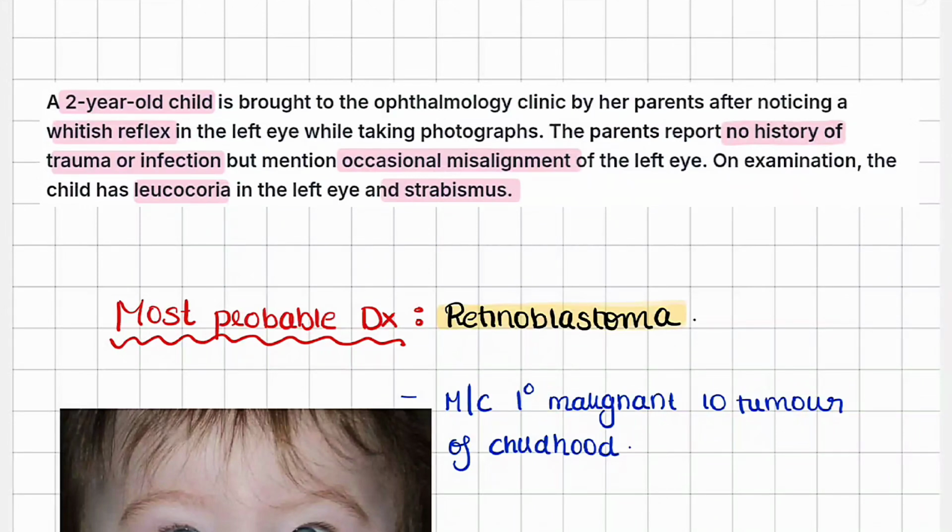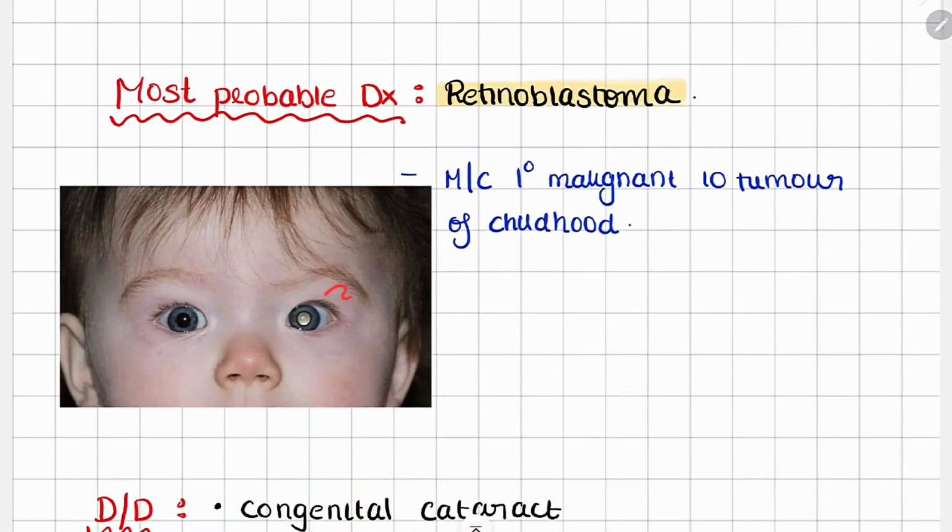Hi guys, this video is about retinoblastoma. So there is a history of a 2-year-old child with whitish reflex in the left eye while taking the photographs, and there is also a history of occasional misalignment in the left eye, and on examination there was leukocoria and strabismus. So this was found to be retinoblastoma, leukocoria and strabismus.